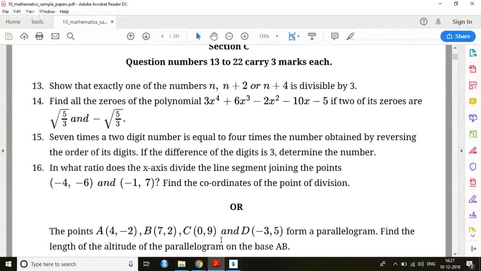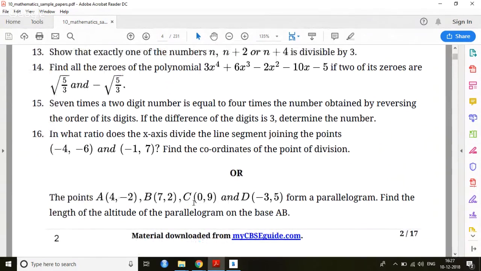So question 16, the next part. Let me read the question for you. The question tells that the points A, B, C, D form a parallelogram. Find the length of the altitude of the parallelogram on base AB. So how do you solve this question?